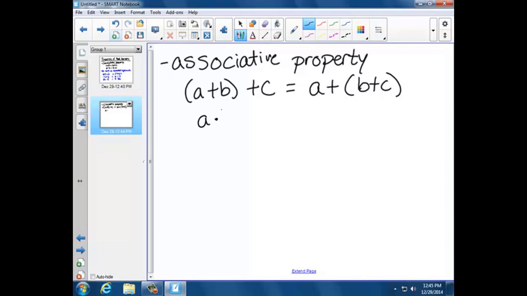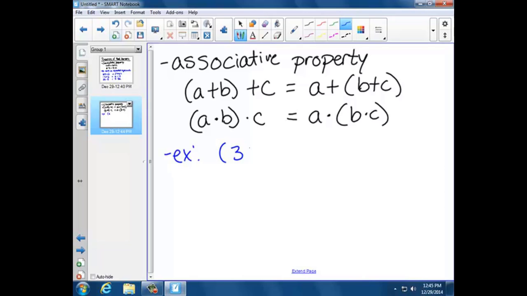Same with multiplication. A times b in parentheses times c would be the same as a times, in parentheses, b times c. So for example, I'll do one with just numbers and we'll figure out that it would be the same. If we do 3 plus 7 plus, let's throw in a negative 2, that should be the same as 3 plus 7 plus negative 2. Just putting the parentheses now around the 7 plus negative 2. It's in a different color.